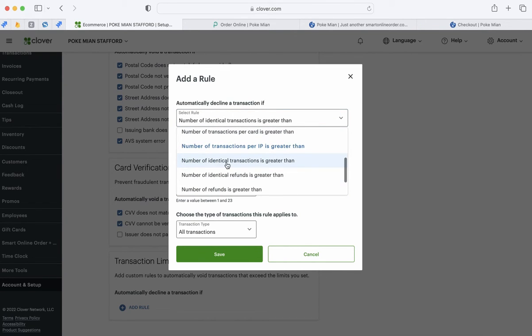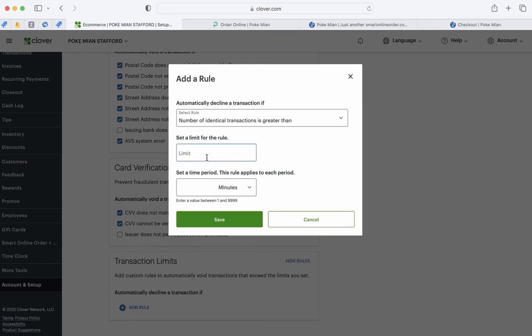Okay, and you have a number of identical transactions. So you can say you don't want 3 transactions which are identical, like $50, $50, $50 within 60 minutes, right? Okay, you can do that as well.